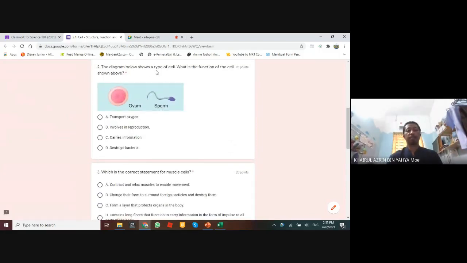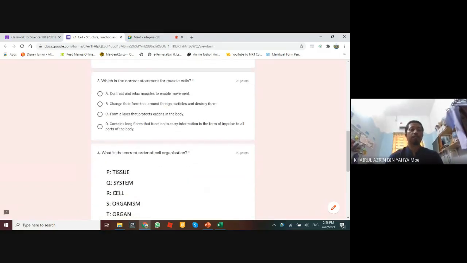The diagram below shows a type of cell. What is the function of the cell shown above? Is it to transport oxygen, or involves in reproduction, carries information, or destroys bacteria? The answer is B. This is to involves in reproduction. Ovum from a woman, sperm from a man.